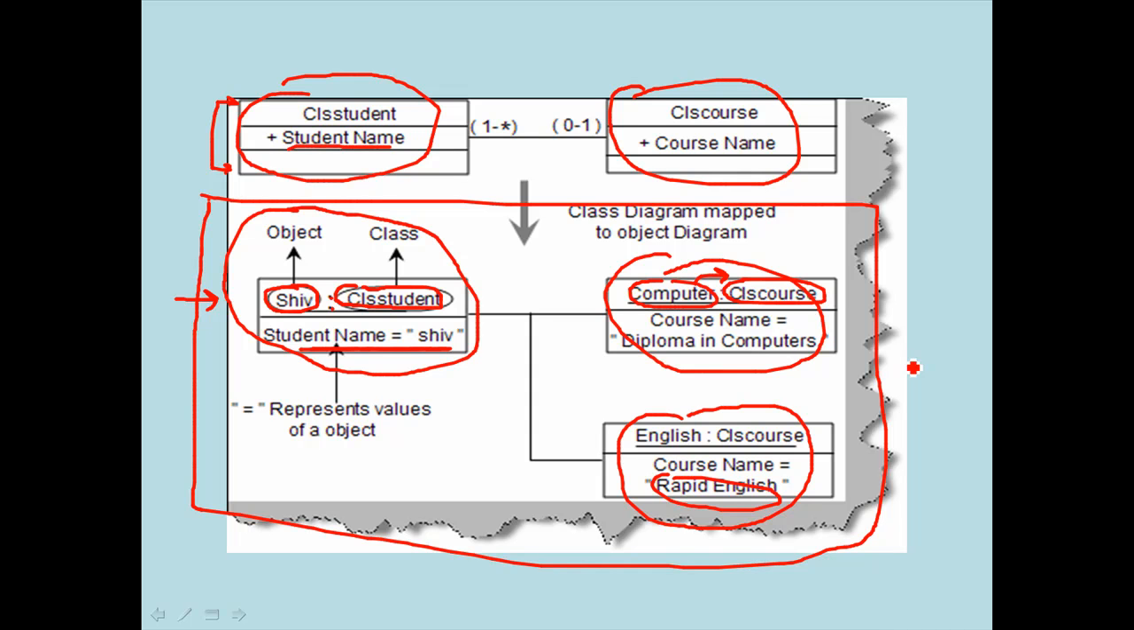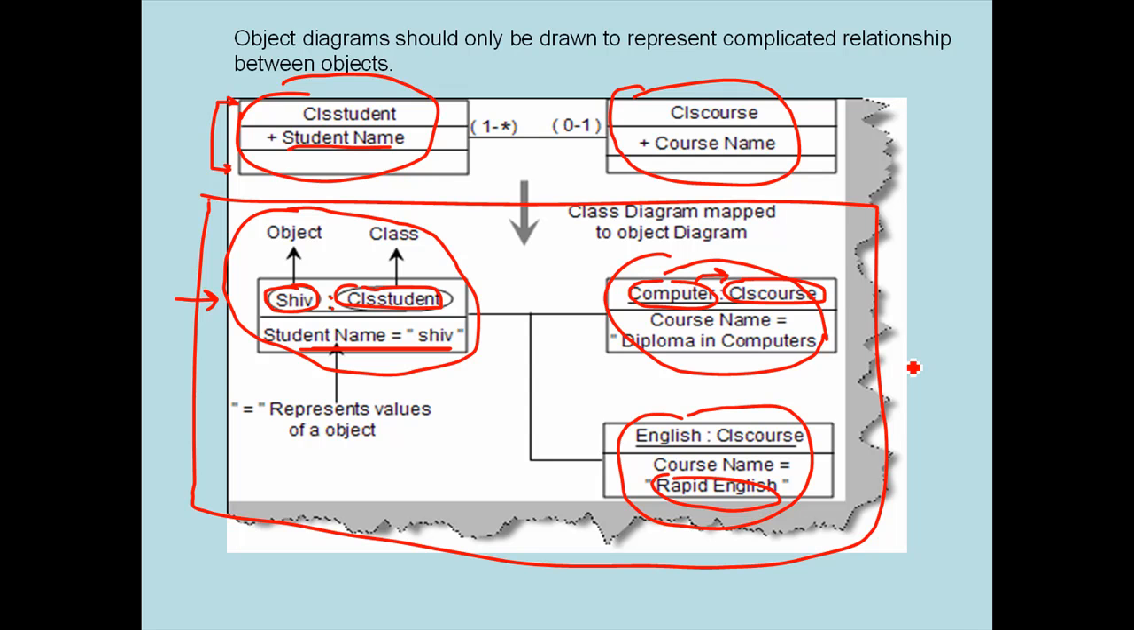Now, one important point to remember is that an object diagram should only be drawn to represent complicated relationships between objects, because if you draw your class diagram properly, with multiplicity and all the properties and proper relationships, you will rarely need an object diagram. But suppose your project has a lot of complications, and at runtime you see that the objects are creating relationships between them. Over here, probably this is not the right example to represent this. I have a CLS student and a CLS course, and that relationship is already shown in the class diagram.